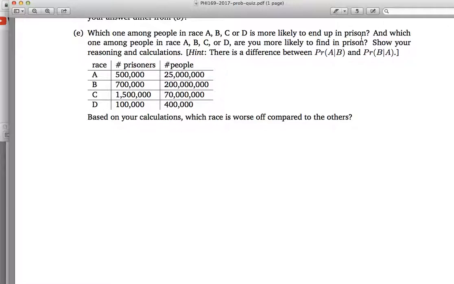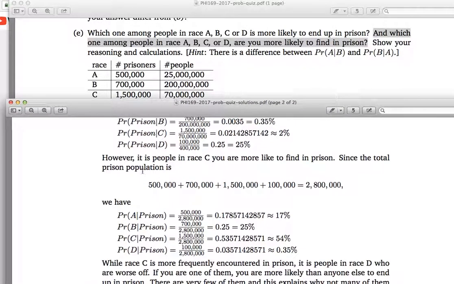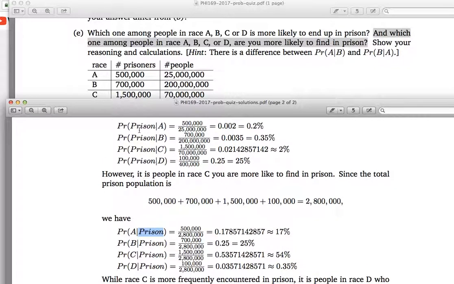Now, the second question that item E asks is, which one among people in race A, B, C, or D are you more likely to find in prison? So that's a different question. Basically, suppose that you're walking into a prison. And so now you are inside the prison. So that's the condition that you are considering. You're inside a prison, and you are asking yourself, how likely are you to find someone who is in race A, or someone who is in race B, or someone who is in race C, or someone who is in race D, etc. So this is a different type of question. It's no longer the probability of being in prison given that you are of a certain race, but it's the probability of being of a certain race given that you are in prison. So this is the flip side of the question.